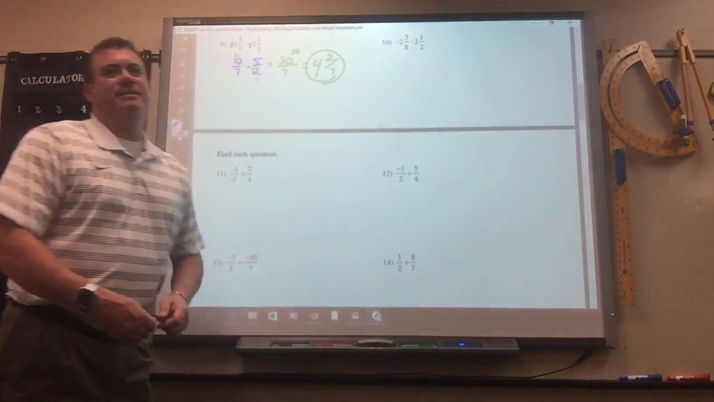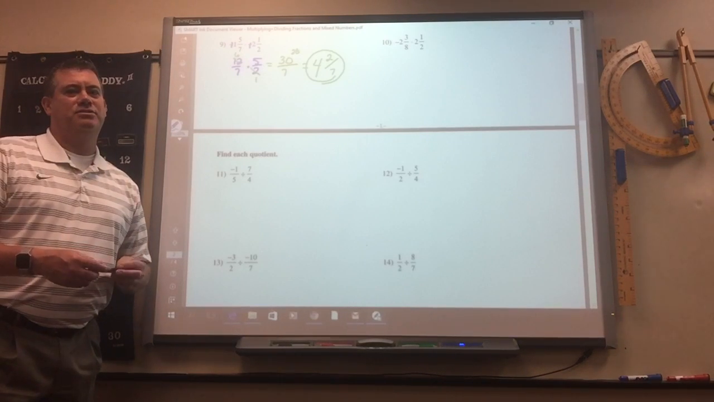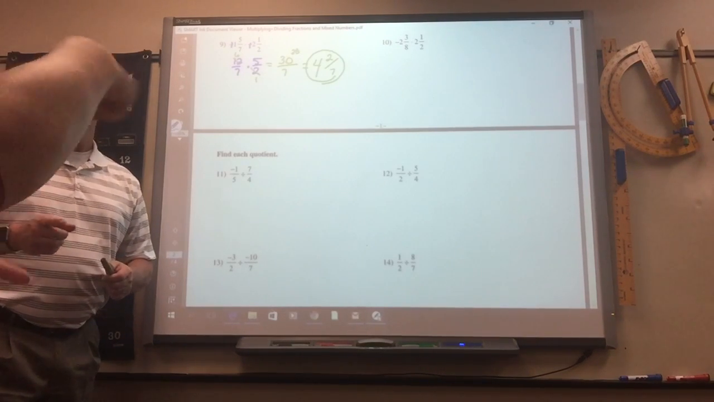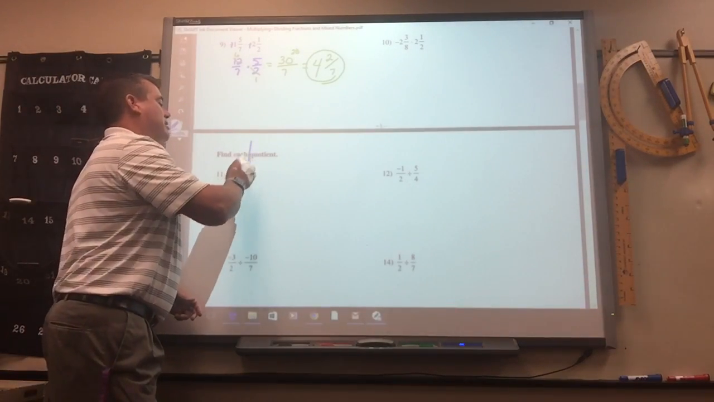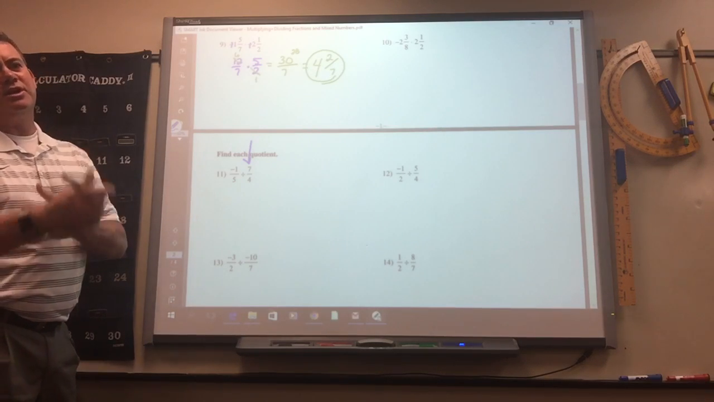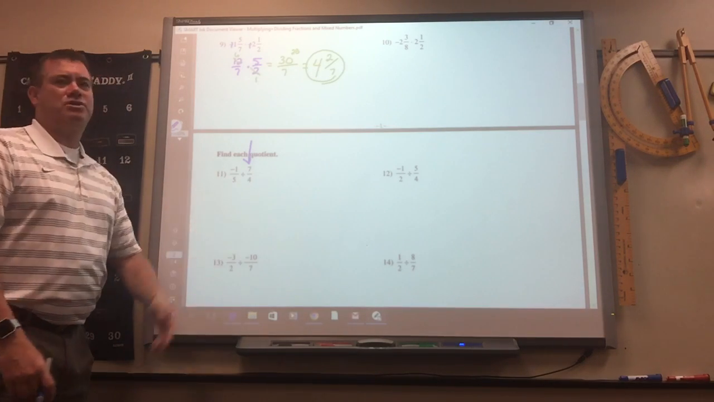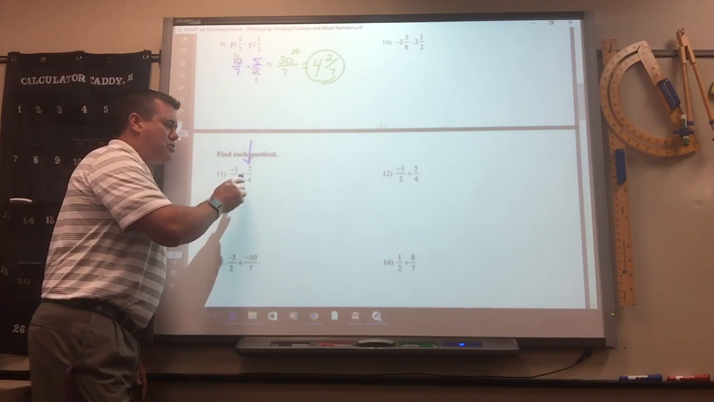Okay, dividing. Anyone remember the rule for dividing fractions? Flip the second one and turn it into multiply. Right, flip the second one, and then you multiply. Just like when you subtract, you change it into an add problem. When you divide, you change it into a multiply problem. Never change the first one. It's just the second one.